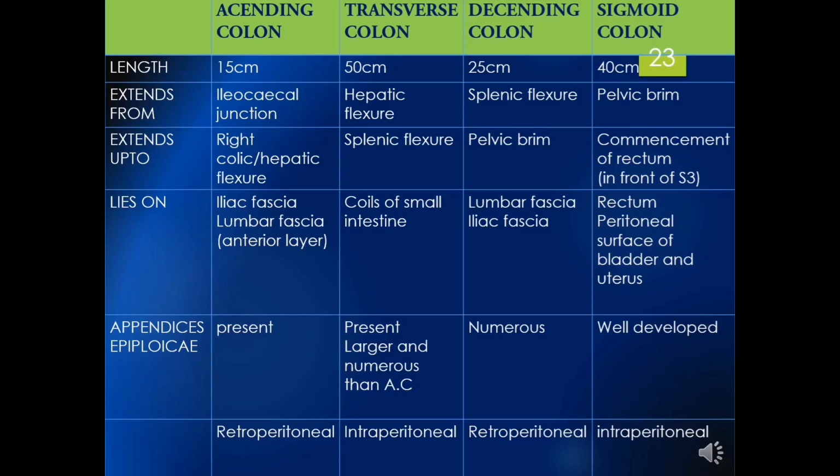Ascending colon lies on right iliac fascia and lumbar fascia. Descending colon lies on left lumbar fascia and iliac fascia. The transverse colon lies on coils of small intestine, jejunum and ileum. Sigmoid colon lies on the rectum and the peritoneal surface of the bladder and uterus.